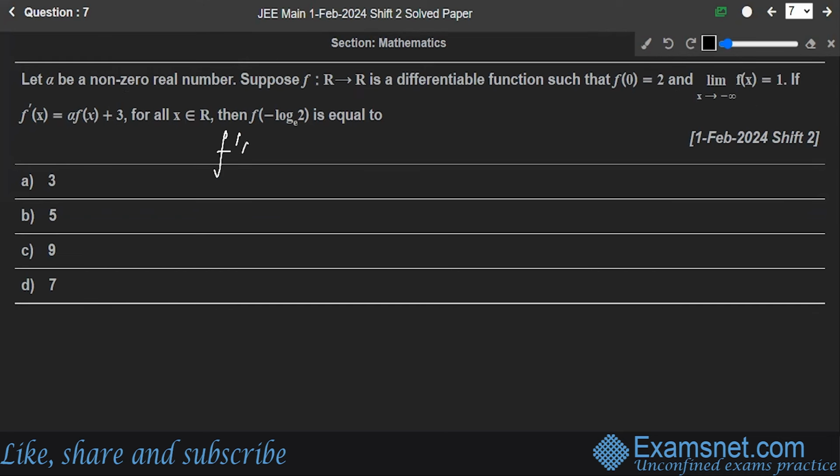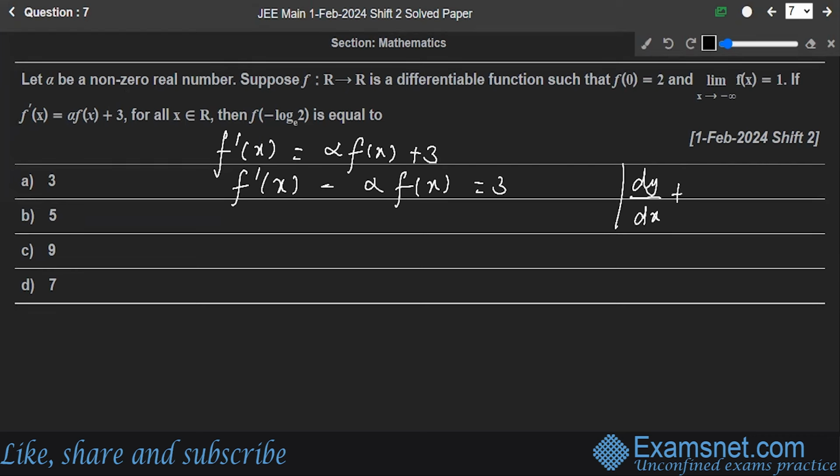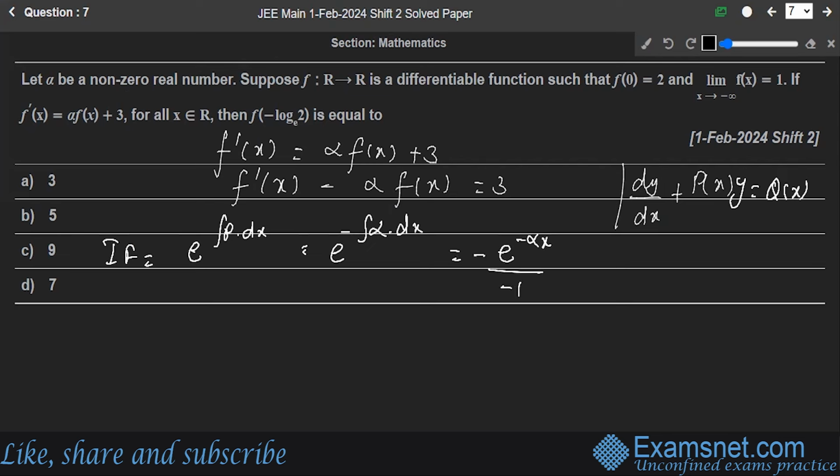You are given the differential equation f dash x is equal to alpha f x plus 3, or you can say f dash x minus alpha f x is equal to 3. This is of the type dy by dx plus p(x) into y is equal to q(x). So that means the integrating factor here will be equal to e raised to power integral of p dx, which is equal to e raised to power, let's take minus outside, minus alpha dx. This will be equal to e raised to power minus alpha x.